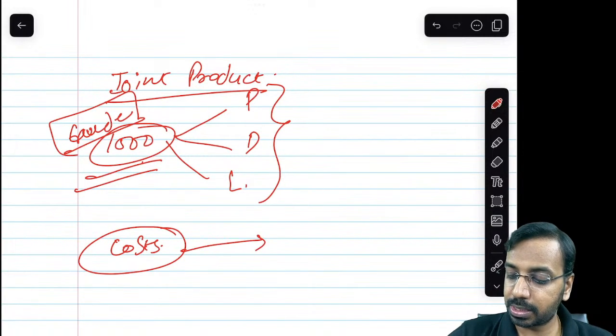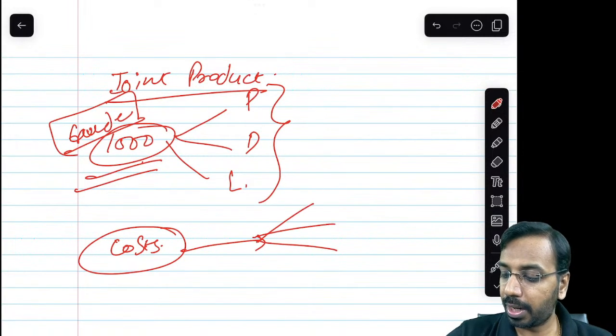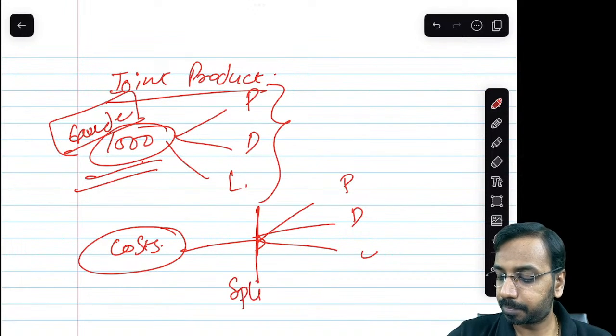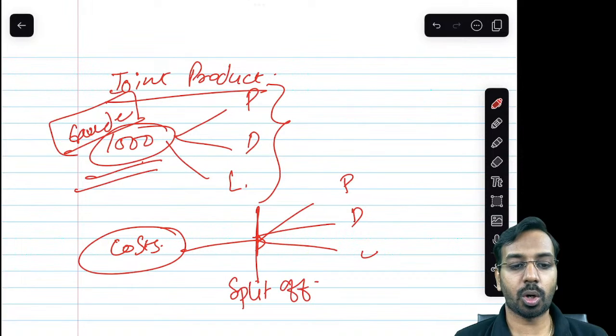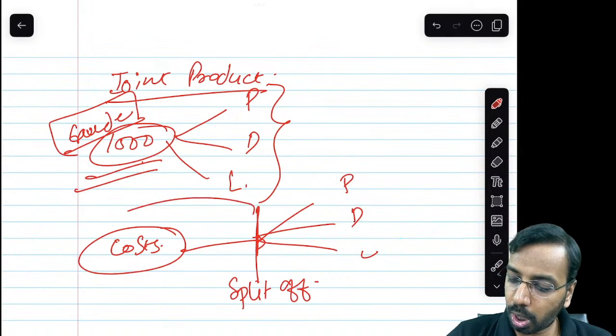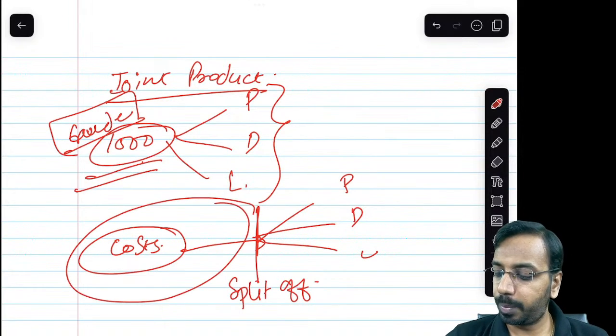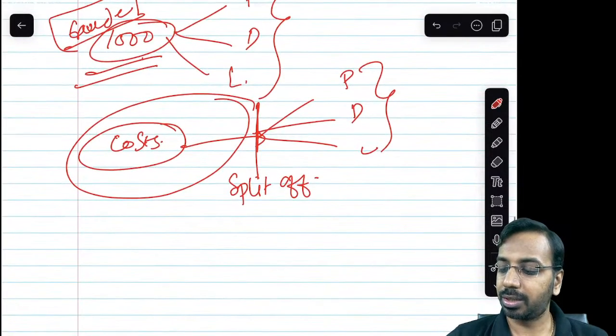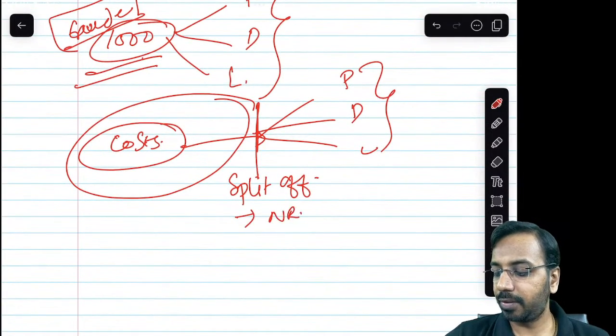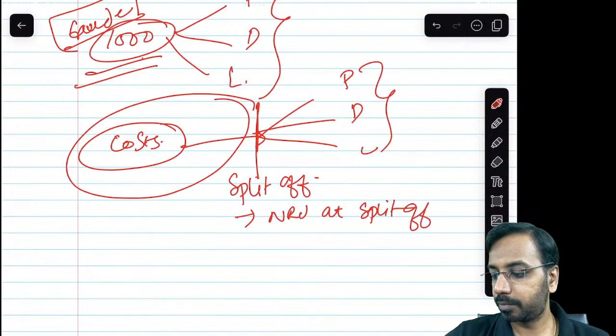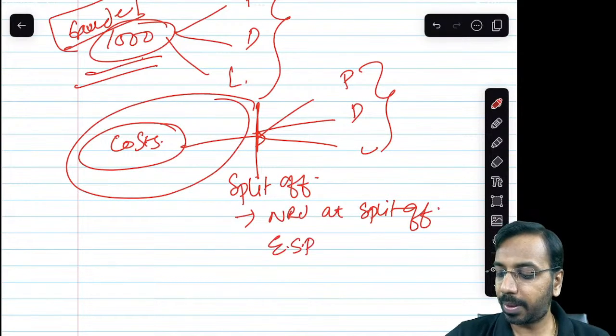So these are costs, common cost. You run it through a process, and from a particular point you get 3 products. This is called the split-off point. All the cost incurred till the split-off point should be allocated between these 3 products. The best way to do that is NRV at the split-off point, or estimated selling price at the split-off point.